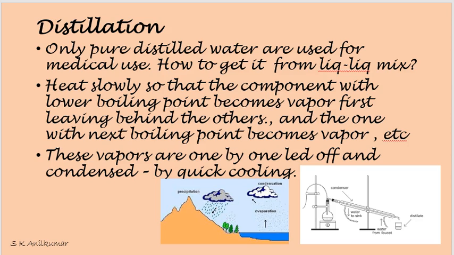Distillation. You may need only pure water for certain purposes, for example medical. How do you take the pure water out? When you have a mixture of different liquids, you heat them slowly, and the different components become vapor at different boiling points. These can be collected and suddenly cooled, that is condensation, to bring them back to the liquid state, and what remains will be the residue. So these vapors can be collected one by one and used accordingly. This is distillation, taking some portion of the liquid from a liquid mixture using heat.